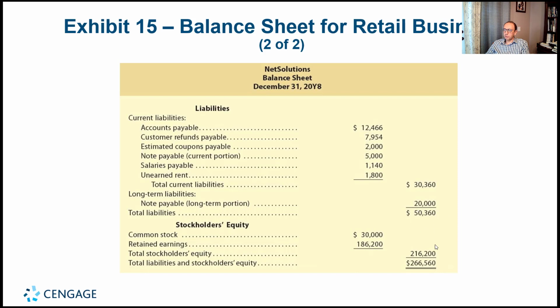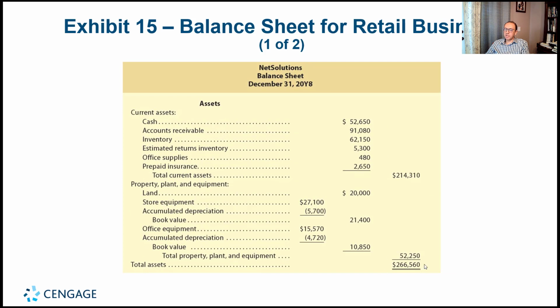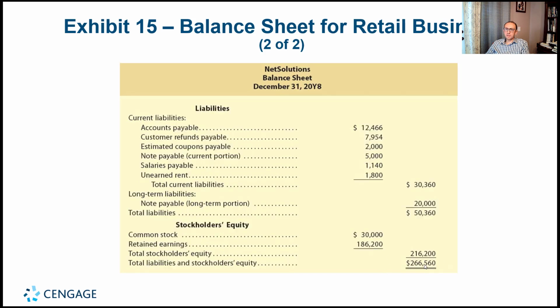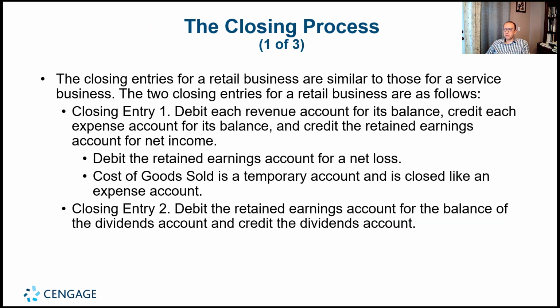We add up the total liabilities and the total stockholders' equity to get the total liabilities and stockholders' equity value here, $266,560. If I go back, this should match the total assets. And that's how the balance sheet would look. And then the last process is the closing process. Again, not much different from what we've seen before.